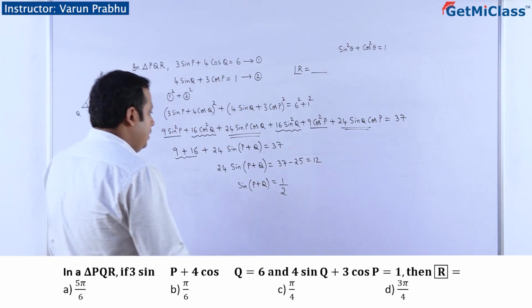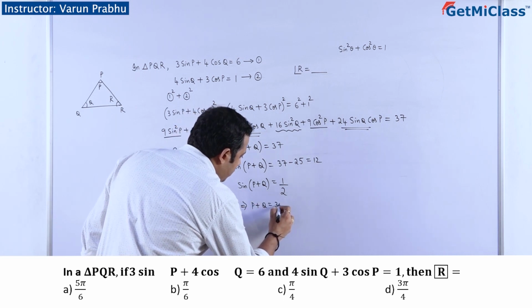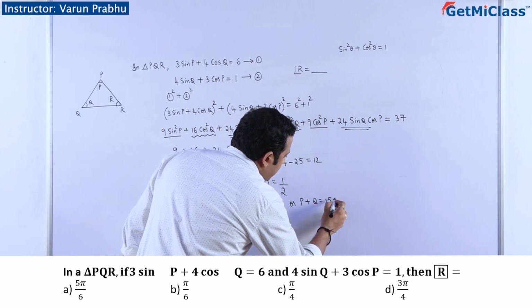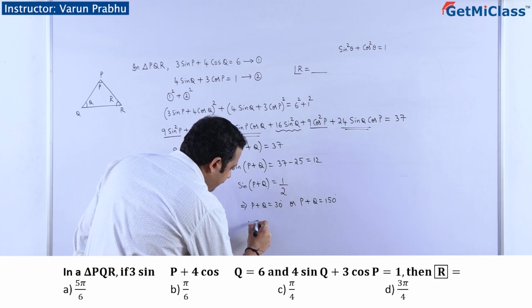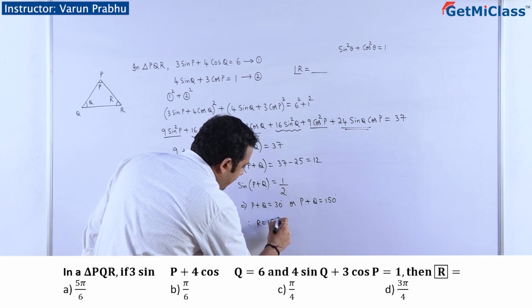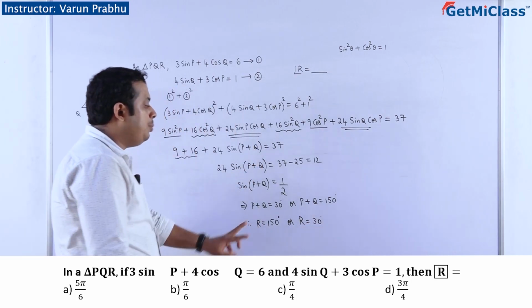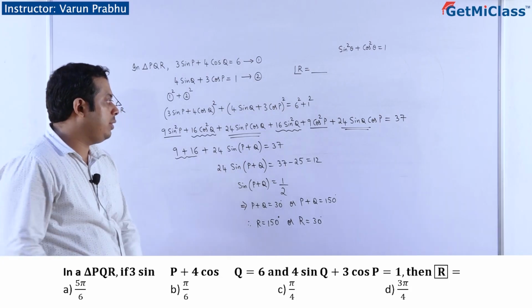Half. Correct? This implies to me that either P plus Q is equal to 30 degree or P plus Q is equal to how much degree? 150 degree. Correct or not? So therefore the value of R is equal to 150 degree or the value of R is equal to 30 degree. One of the two should be the answer. But we have to analyze now which case is the answer, which case is not the answer.